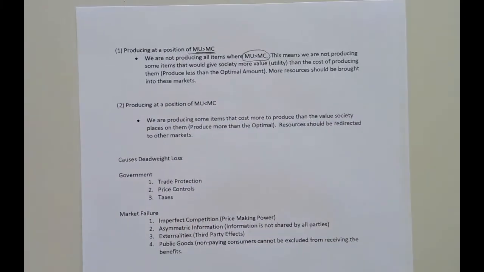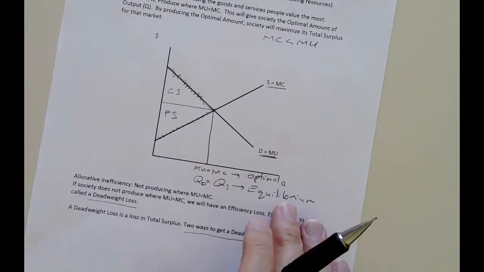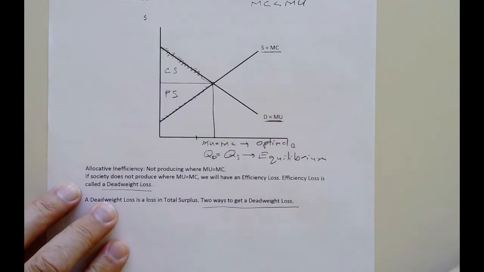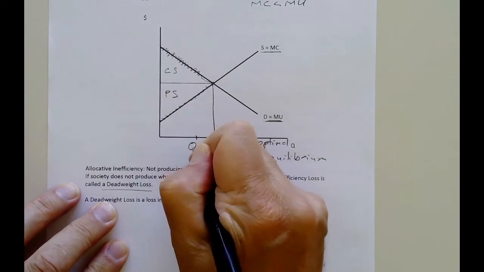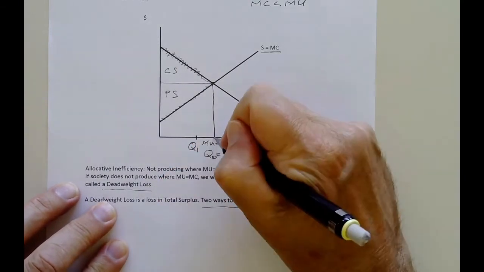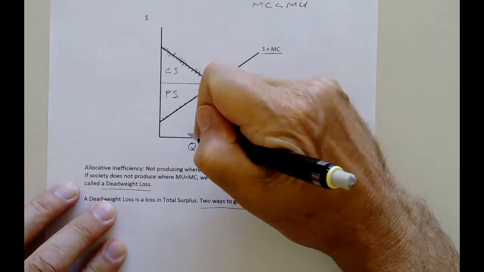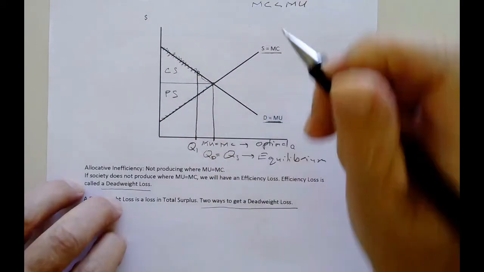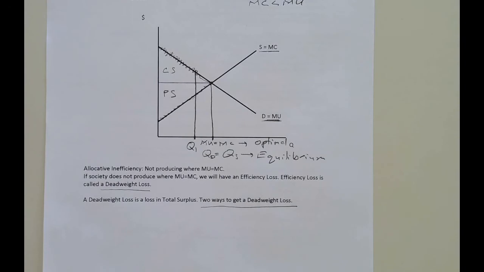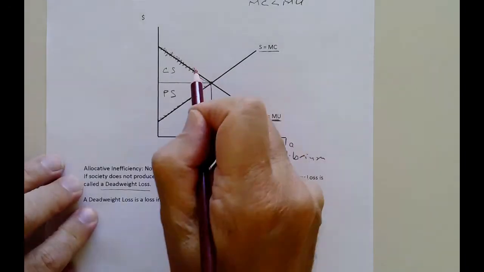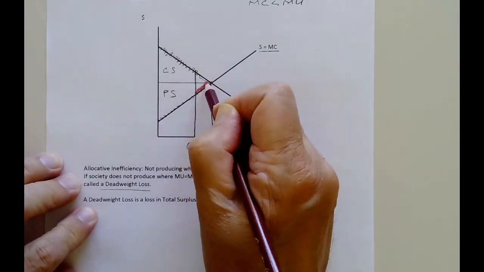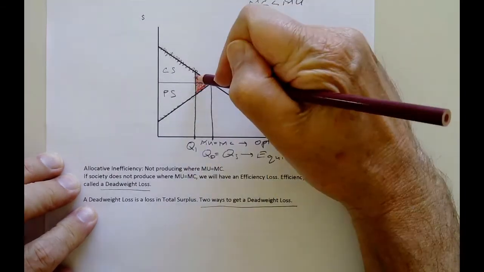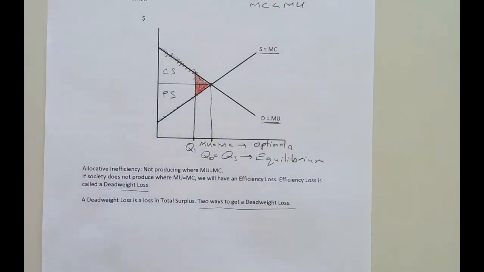So go back to the graph. That'd be if we're over here, say. Let's call this output Q1, where Q1 is less than the optimal. The optimal is right here, and we're here, we're less. The problem with that is that we're not going to get all the surplus. The problem is that we're going to have a deadweight loss, and the deadweight loss is right here. This represents surplus that we're not getting. Why? Because we're not producing the optimal, we're producing less.